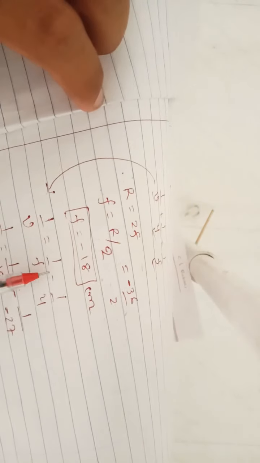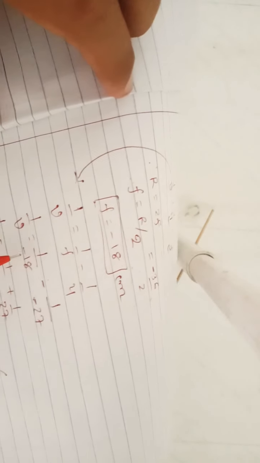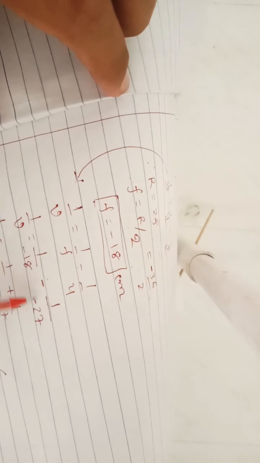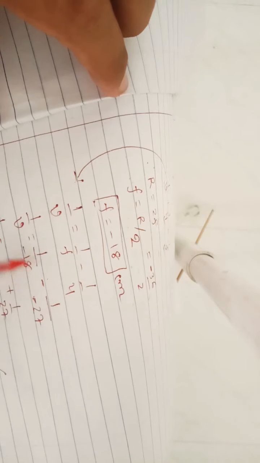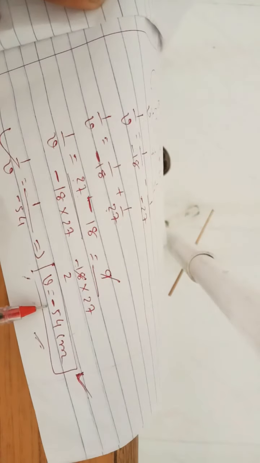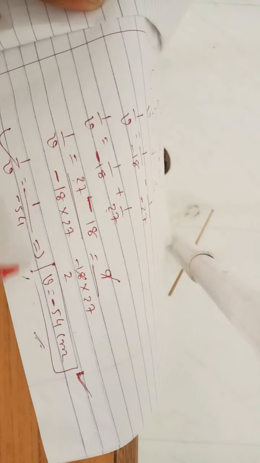So from this equation we have 1 upon v is equal to 1 upon f minus 1 upon u. Put all the values. So f is minus 18, u is minus 27. Now simplify this one, you get the image distance, that is minus 54. This is minus, that means the image is on the left-hand side of P.